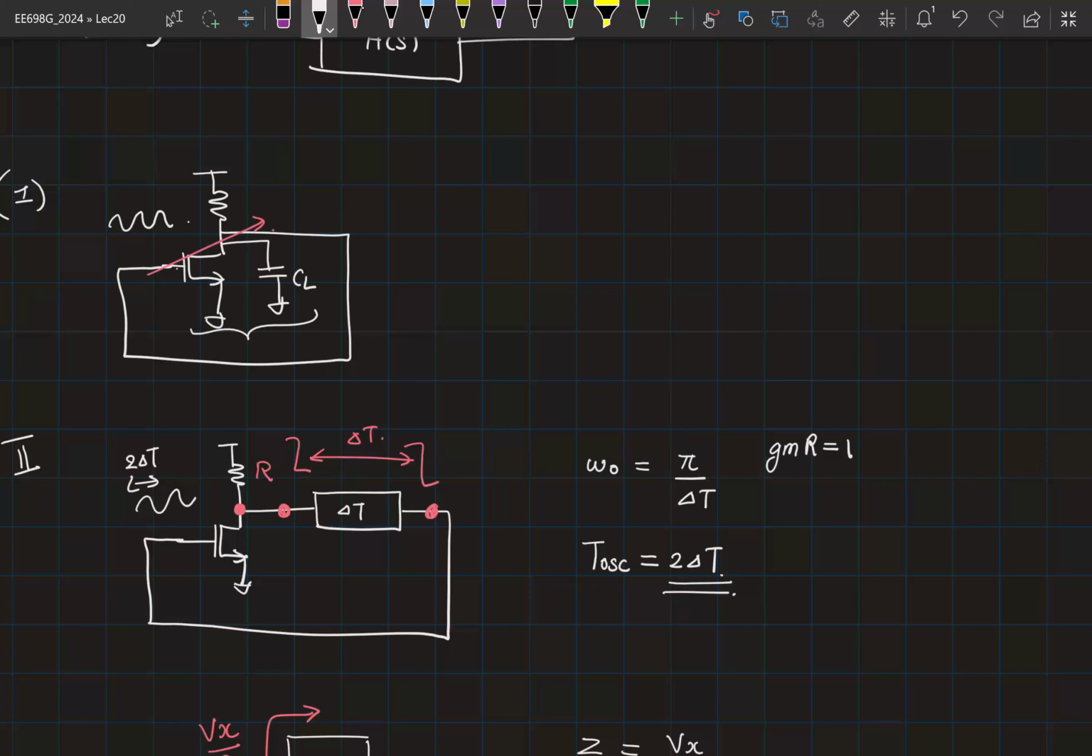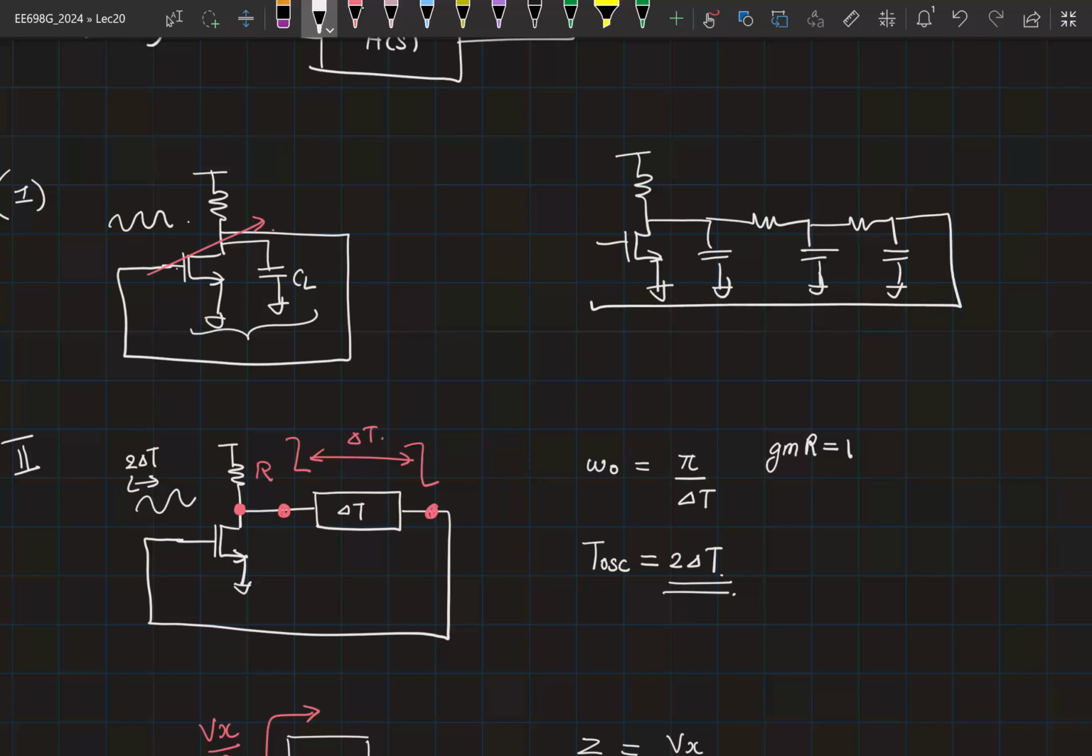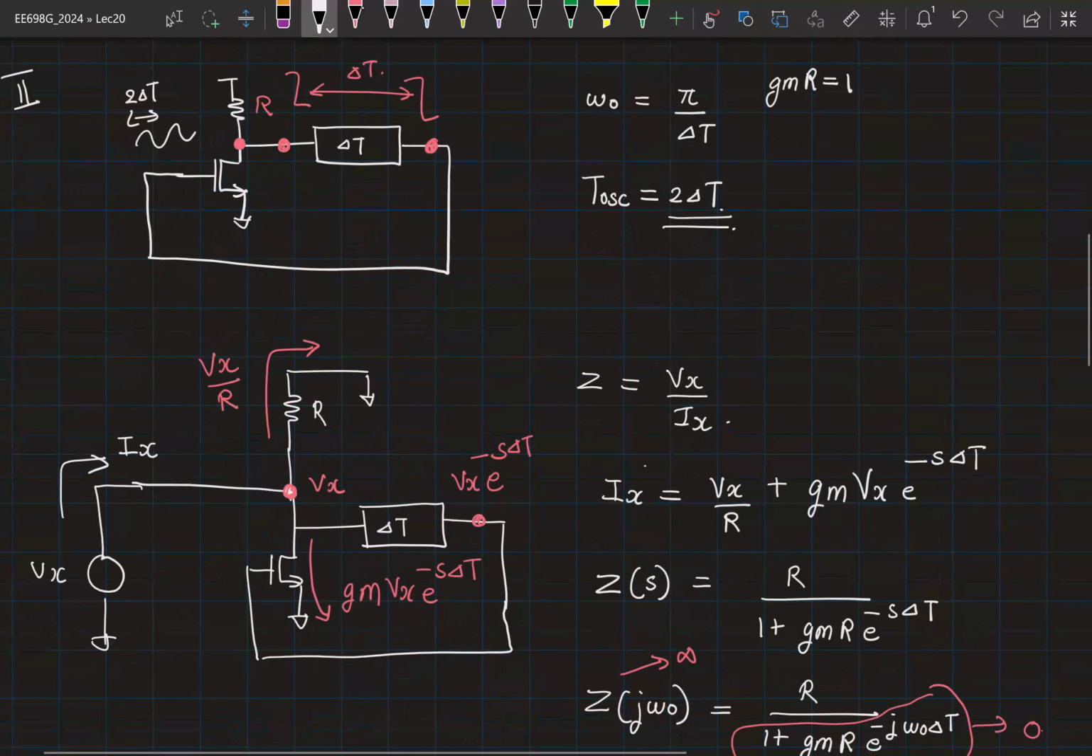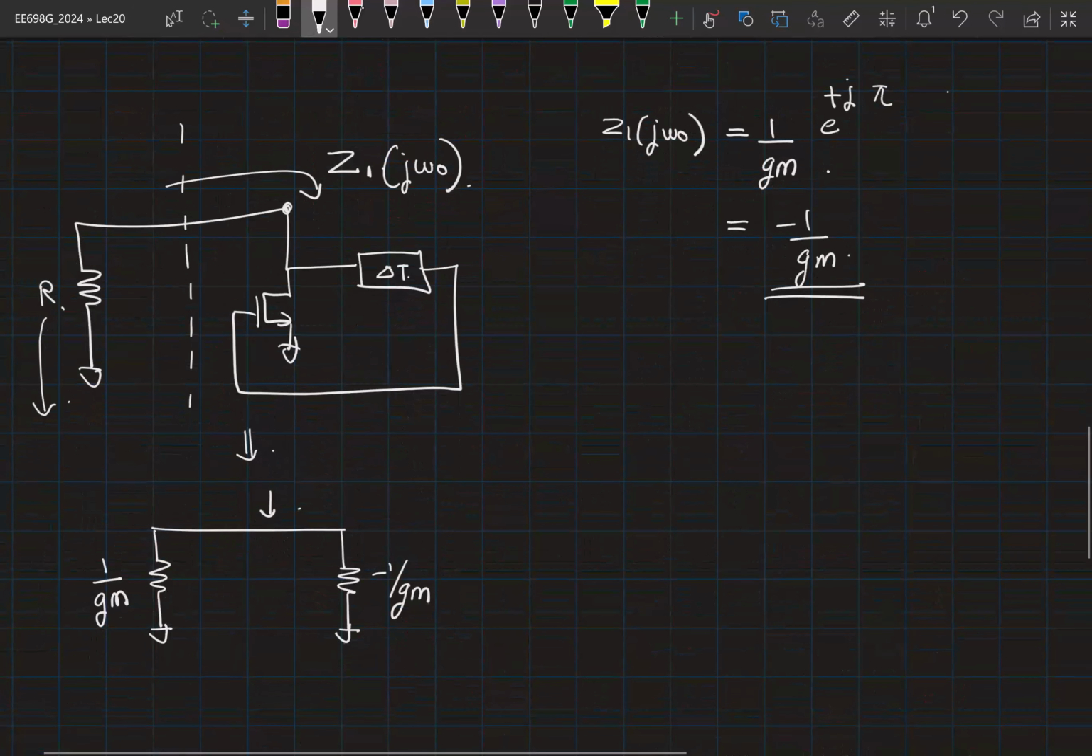Now let's say I took a complicated system. You can think about this, right? I took something like this and I somehow add multiple poles. Do you think you can get this to oscillate? Is the question clear? Then you can think about it.